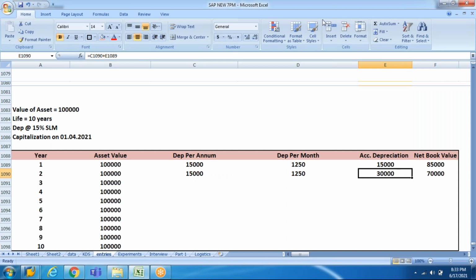The concept is not clear to me. Okay. To calculate the current value of the asset or net book value of the asset, you should always deduct the current year depreciation plus previous year depreciation. Let's say you are now in the first year.